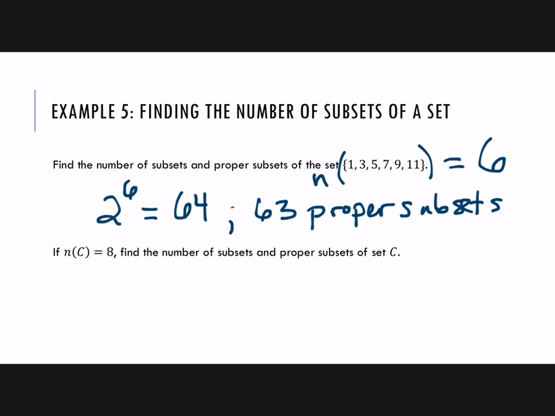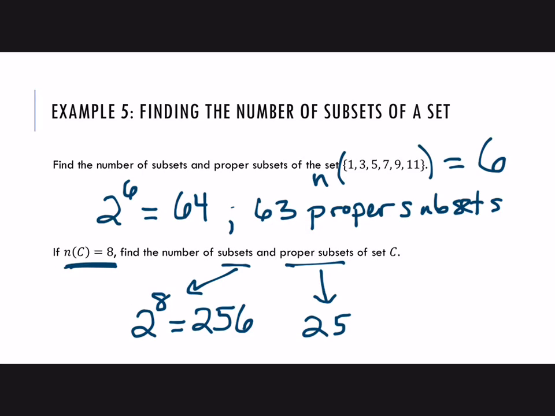We actually don't even need to know what those elements are, we just care how many. So if you knew that the cardinality of set C was 8, that's enough to find the number of subsets and proper subsets of set C. Subsets, there would be 2 to the 8, since there are 8 elements, and I think that's 256. 256 subsets. And then proper subsets, always 1 less, 255. And that's it.